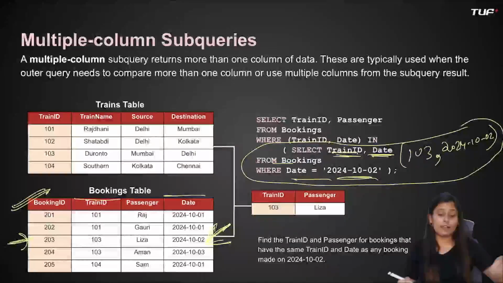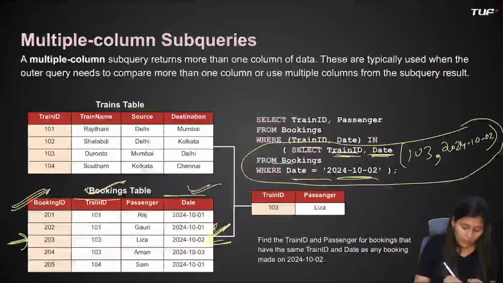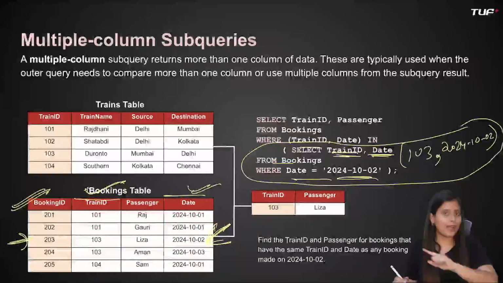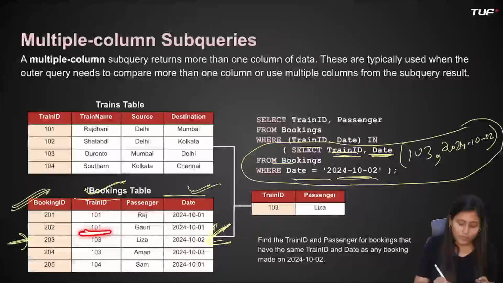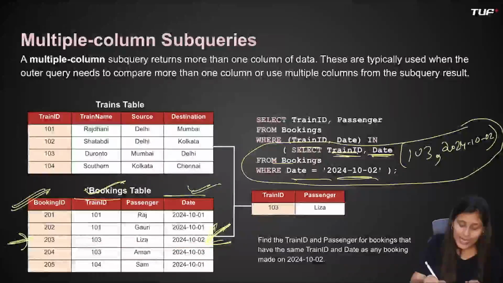Now the outer query will try to match with it. So what will it do? It will choose every train ID and date pair from the bookings table one by one and try to match. So first it will choose train ID 101 and 1st of October. Does it match? No. Now 101, 1st October? No. 103, 2nd October from this? Yes, it matches. So for that, it will choose train ID and passenger.